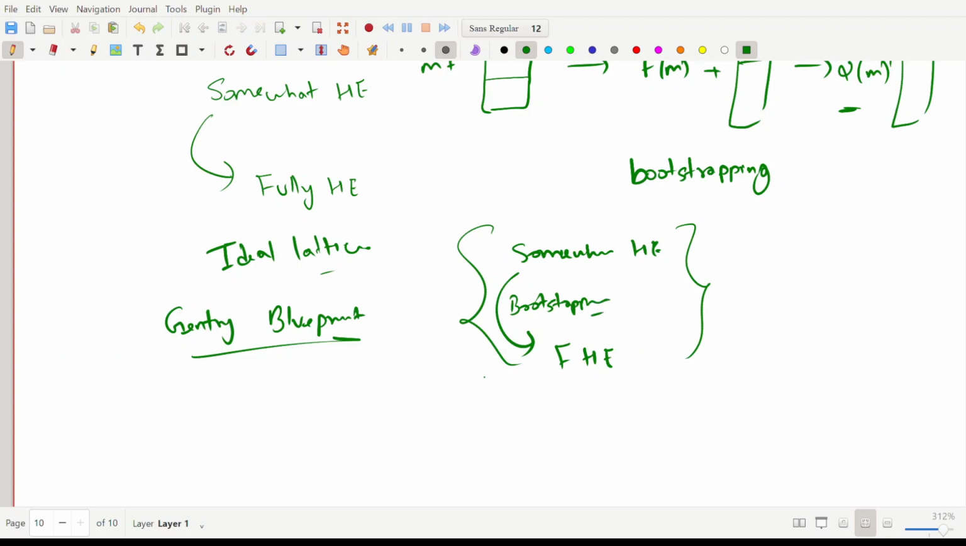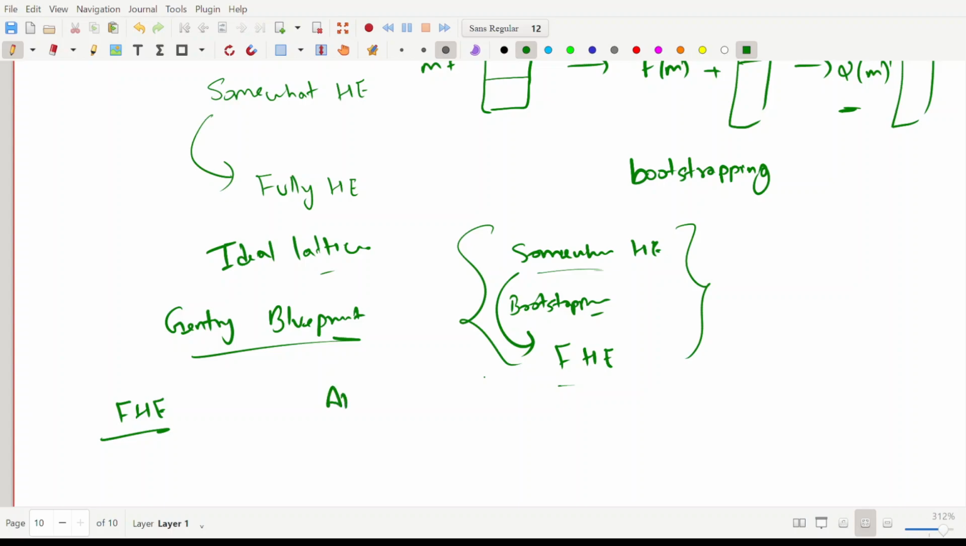So let us quickly see the physical analogy of this. What was Gentry's idea behind this? How did he do the somewhat homomorphic, and how did he convert it to fully homomorphic? As I told you, in the case of FHE, we are going to compute on encrypted data. So let us have a real life example.